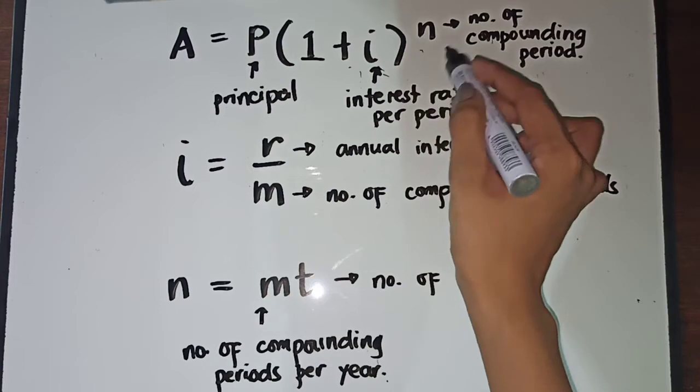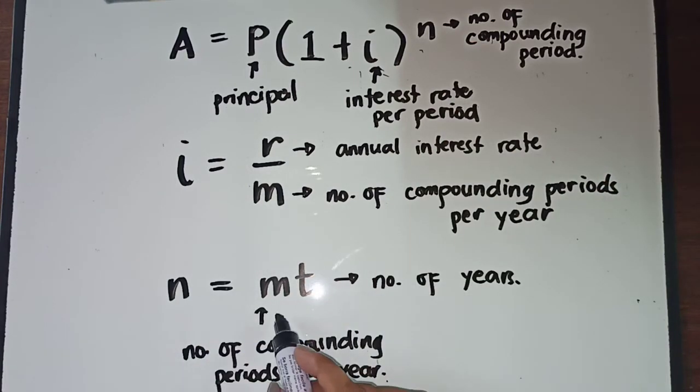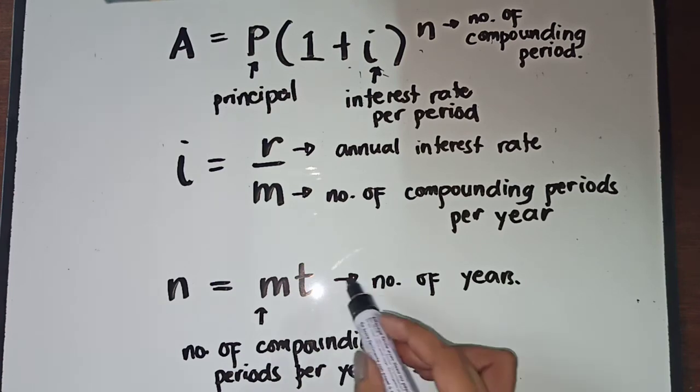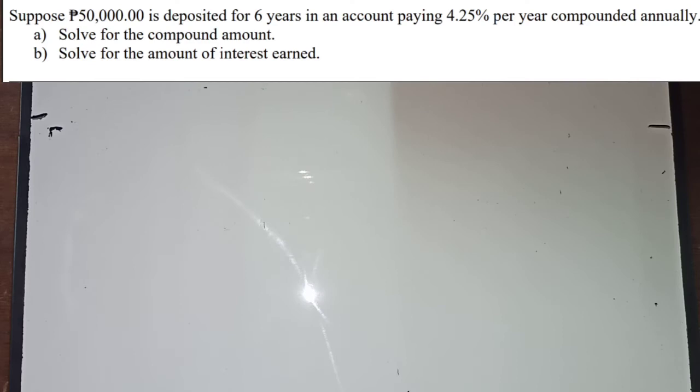And this N naman is makukuha natin using this formula: N is equal to MT, or the product of M and T. M is the number of compounding periods per year and this T is the number of years. So for example, suppose 50,000 pesos is deposited for 6 years in an account paying 4.25% per year compounded annually. We're going to solve for the compound amount and the amount of interest earned.